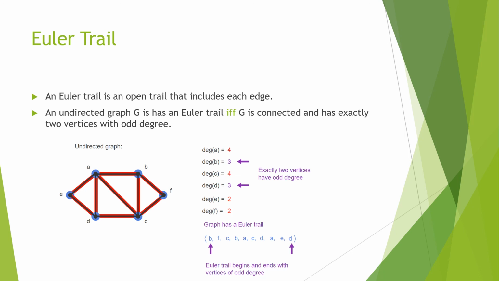There is a necessary and sufficient condition for a graph to have a Euler trail. And this is the condition. An undirected graph has a Euler trail if and only if that graph is connected and has exactly 2 vertices with odd degrees, which means all other degrees are even except 2 vertices that have odd degrees. In this graph, as you see, B and D have odd degrees. The other vertices have even degrees. So there should be a Euler trail in this graph, and that was the trail that I showed to you.